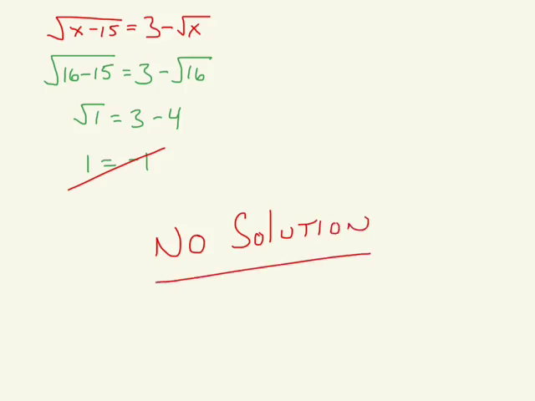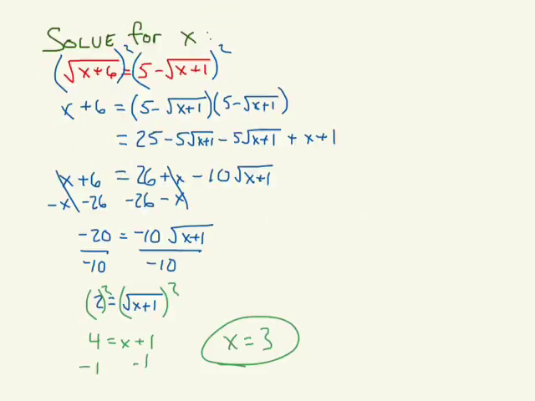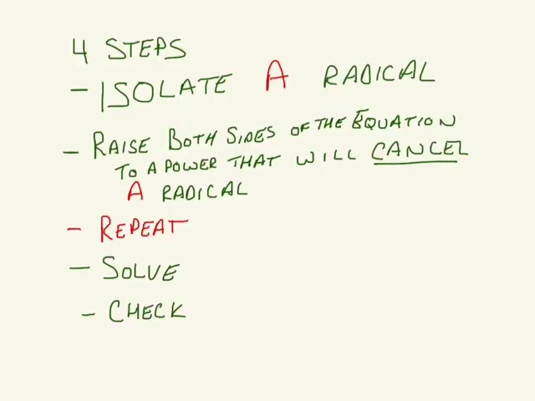So once again, our steps, 4 steps, I should scratch that, that became 5 steps today. Isolate a radical, raise both sides of the equation to a power that will cancel the radical, and then repeat so that you get rid of both radicals. Solve and always check your answers. This should help you solve any radical equations that have more than one radical in them.